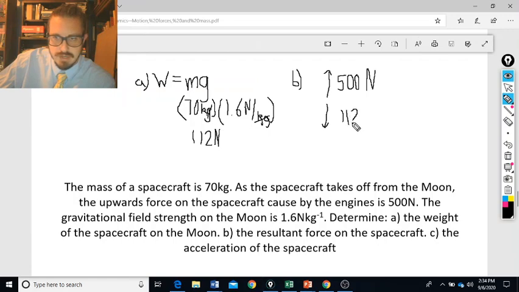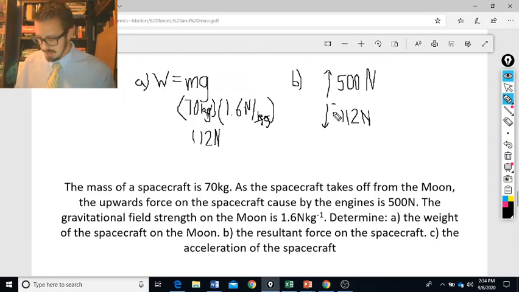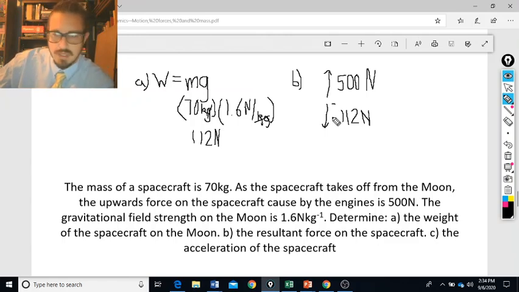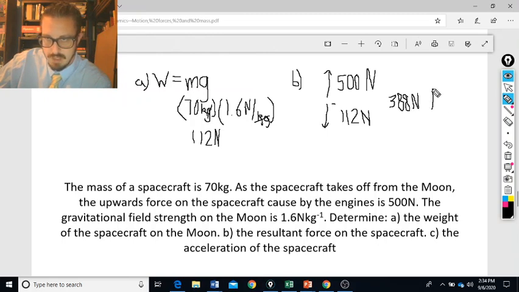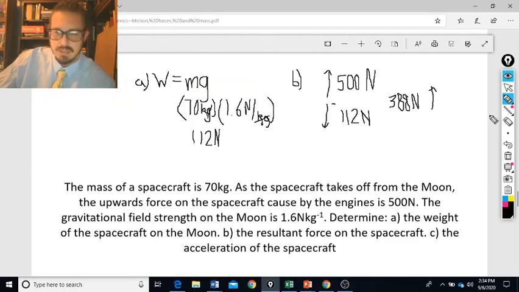I did not draw those vectors to scale. The important thing is the direction there. We can just calculate the magnitude here. So the resultant force is going to be the difference between them because those vectors oppose each other. The 500 newtons acting up and 112 newtons of weight acting down yield a net force of 388 newtons up, or about 390 newtons up, again dealing with significance.